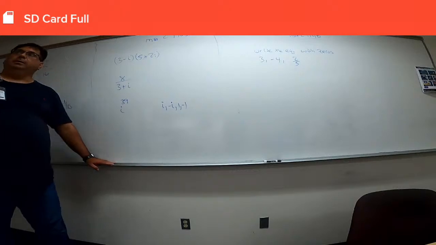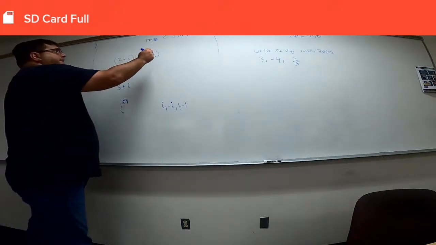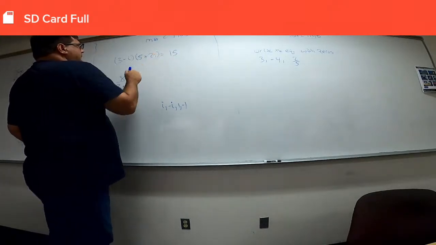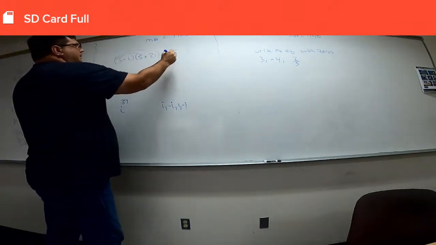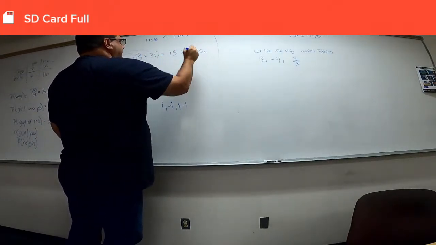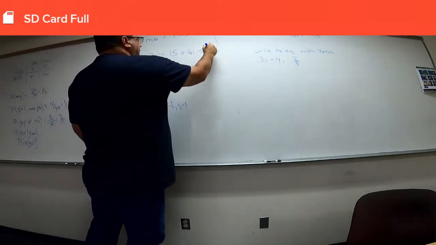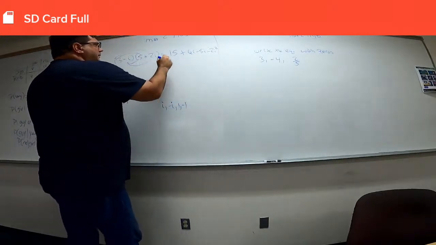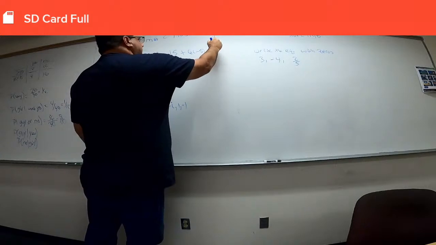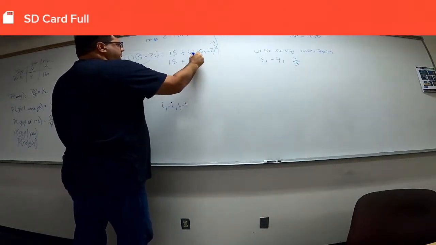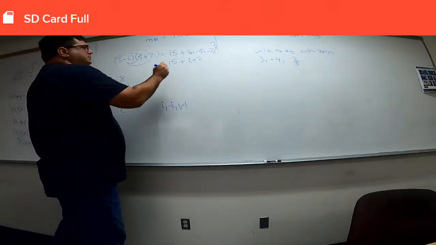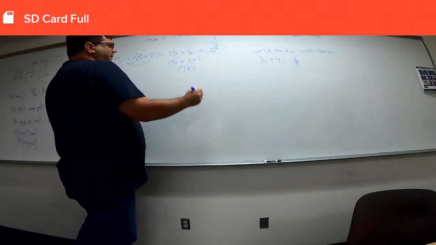Corey, ready? 15 plus 6i minus 5i minus 2i squared. 15 plus i. I squared is negative 1, so this becomes plus 2. This is 17 plus i.